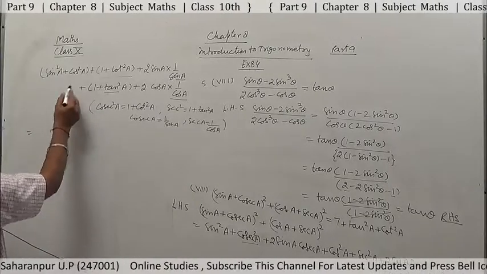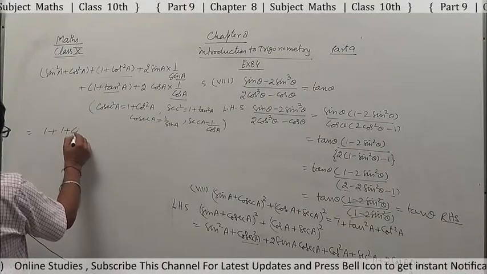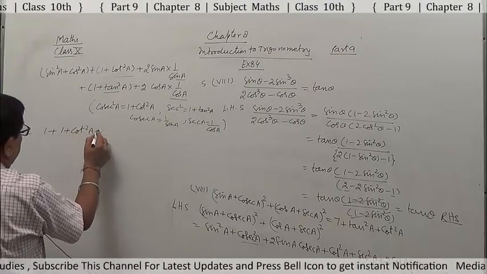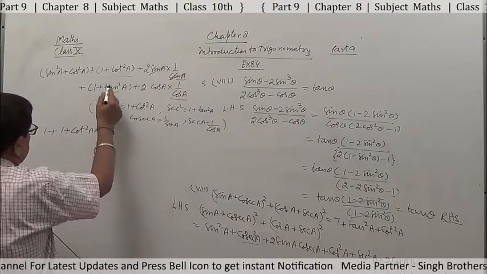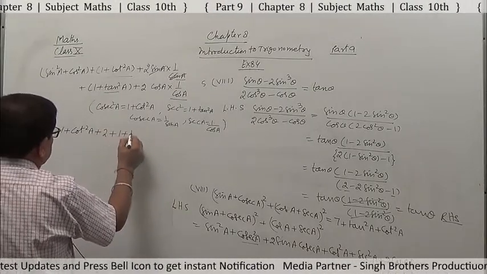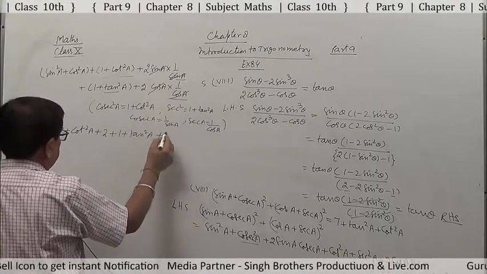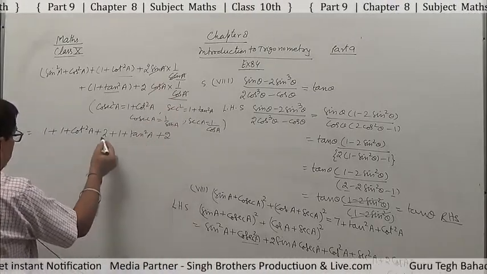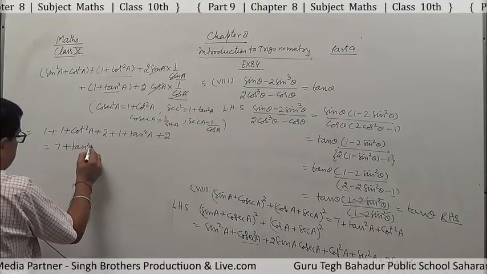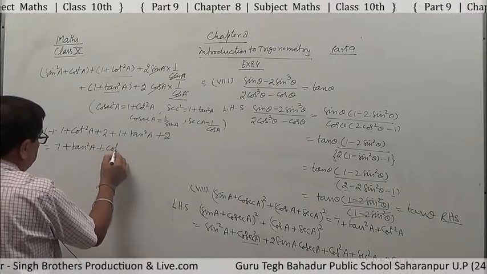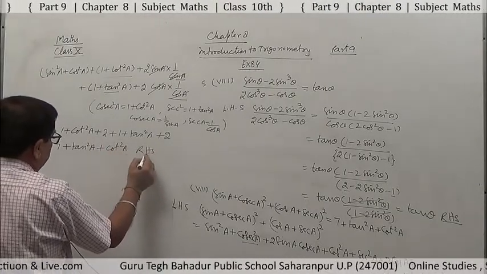Now sin square A plus cos square A is 1, plus 1 plus cot square A. This sin A cancels, 2. 1 plus tan square A, this cos A cancels, this is 2. 2 and 1 is 3, 2 is 5, 1 is 6, 1 is 7. 7 plus tan square A plus cot square A. This is the right hand side.